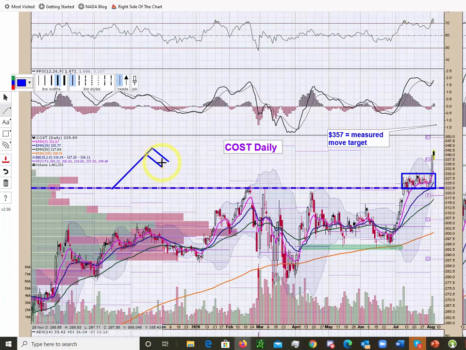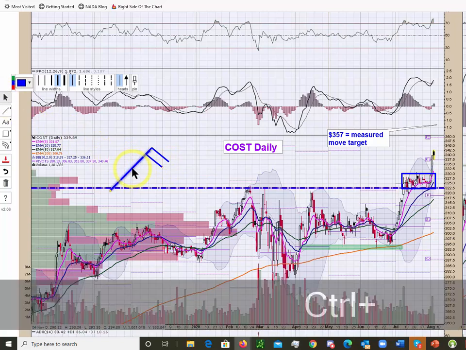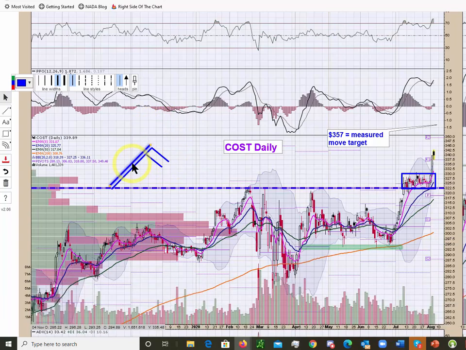Price pulls back and consolidates in a little flag. You take your line, the length of the impulsive move, you add it to the flag, and here's your target. So that's a traditional bear flag that we looked at a minute ago, and this is a traditional bull flag.